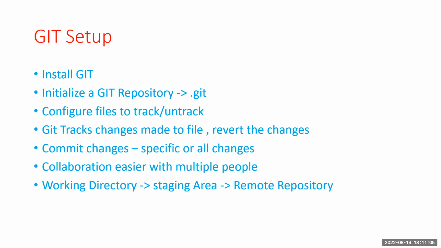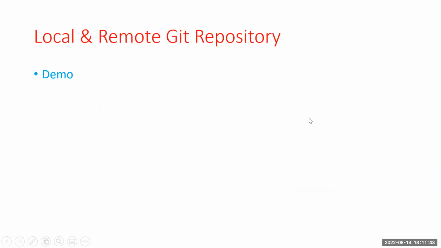So what we've studied till now: we talked about what Git is. It is an open source tool, a distributed version control system. It helps you track the changes, revert the changes, and find out the difference between the changes. Also, you can decide what you want to track and what you don't want to track, and how you convert your normal directory into a Git repository using a specific command. Then we studied that there are majorly three areas: working directory, staging area, and remote repository. All these three have different colors. So let's do a demo.